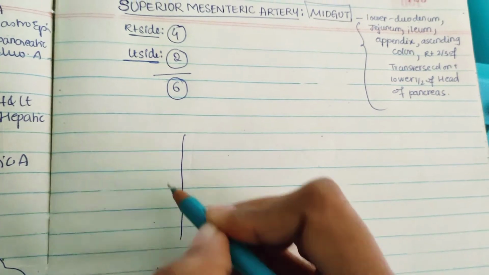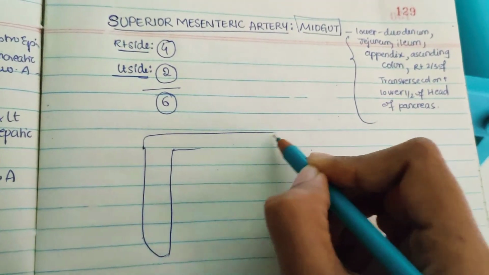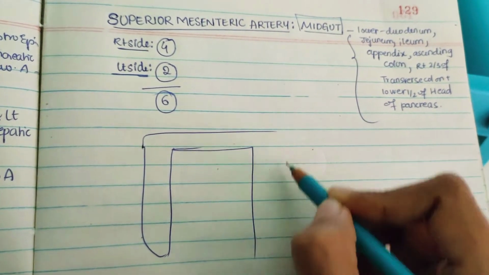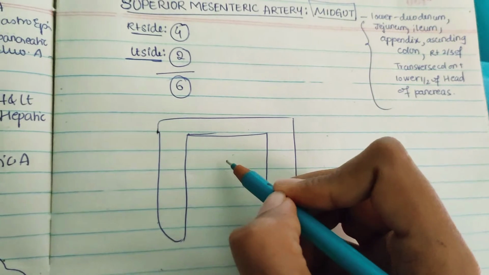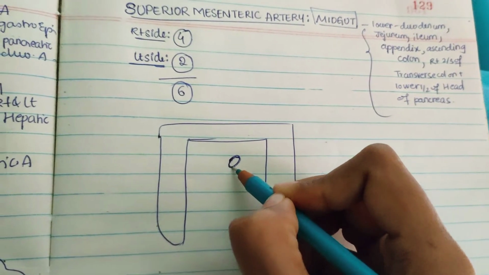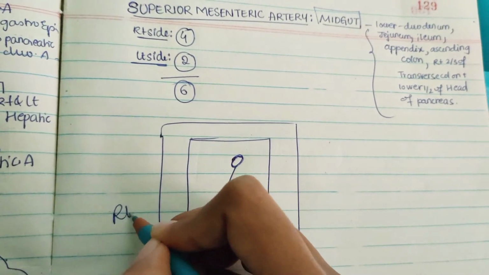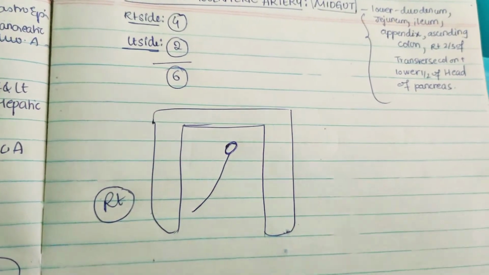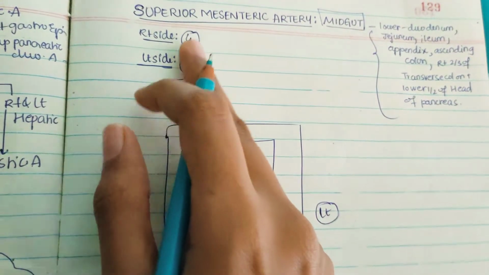First let us draw the ascending colon. Here comes the transverse colon, here comes the descending colon. Here you have the superior mesenteric artery. This is the right side, and this is the left side. As I said, on the right side you will have a total of 4 branches.